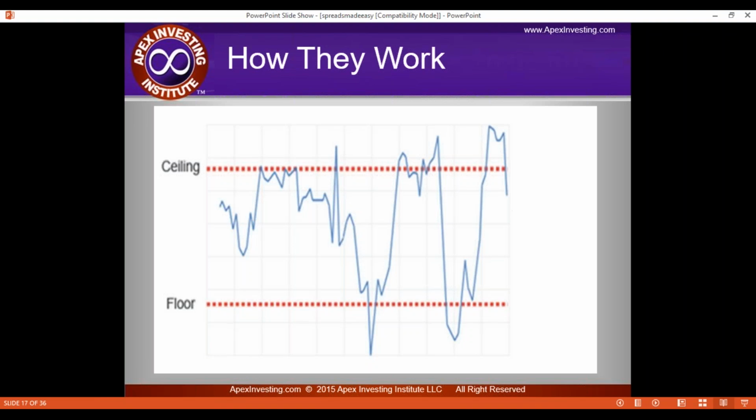So let's take a look at a spread here. Remember I told you before, we call them box spreads. They kind of look like a box when you put them on a chart. So what is a Nadex spread and how does it work?